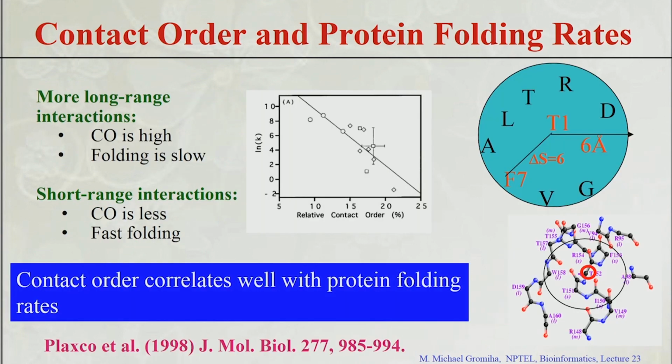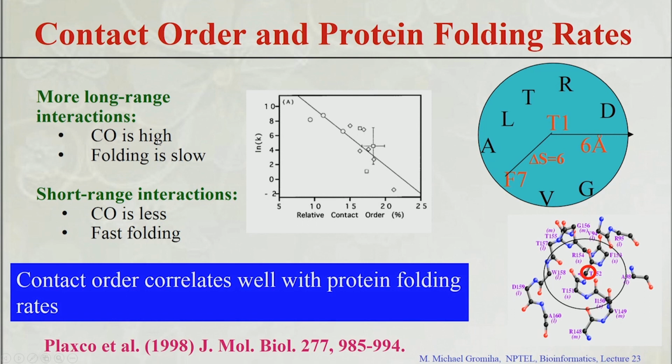So, here I show the data. For example, if this is the sphere, for residues 1 and 7, delta S is 6. Likewise, for all the residues you compute, get it for the first residue, then you repeat it for all the residues in the protein, and then you will get the value. Then we relate that value with the folding rate.